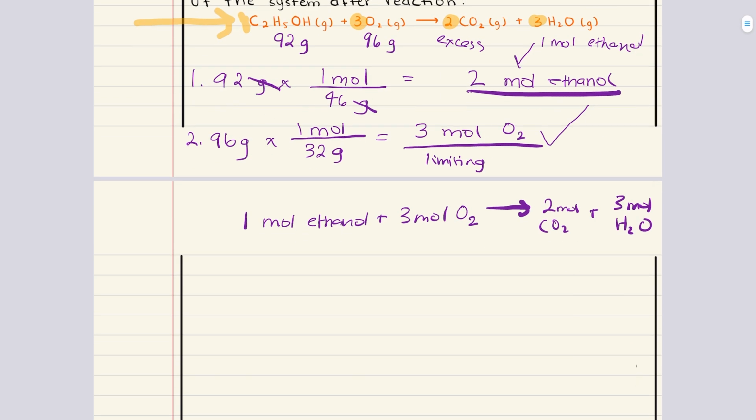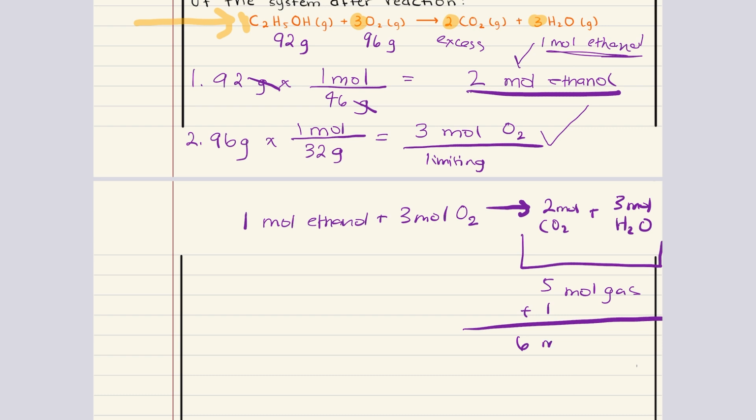So we have produced 2 moles of carbon dioxide and 3 moles of water. That's a total of 5 moles of gas as product. But we also have that 1 mole of ethanol that remains. We want to account for that and state that the total moles of gas that is present after the reaction goes to completion is 6 moles of gas. And we are trying to determine the total volume of these 6 moles of gas.